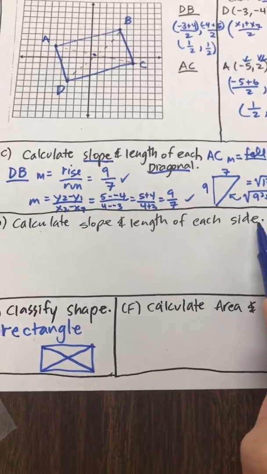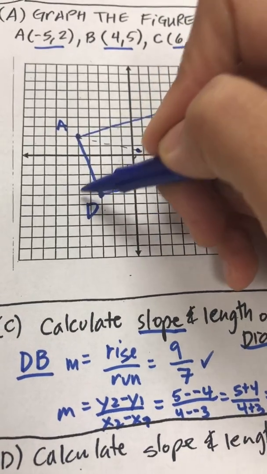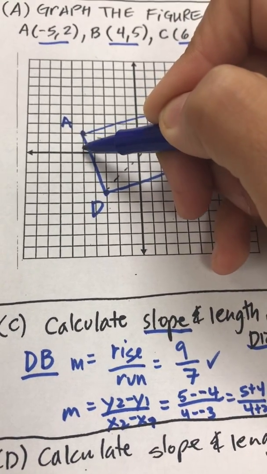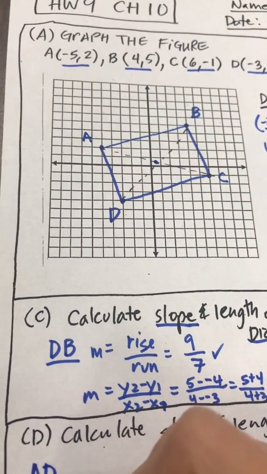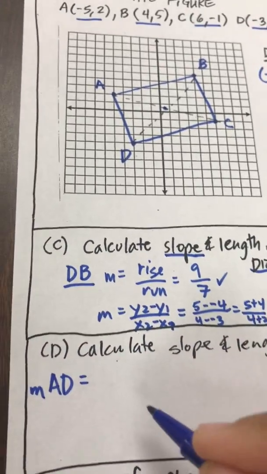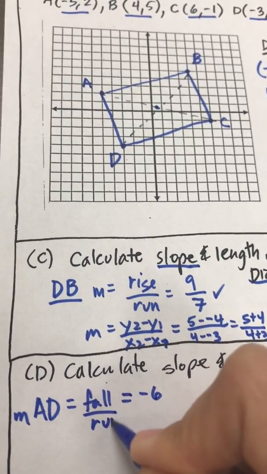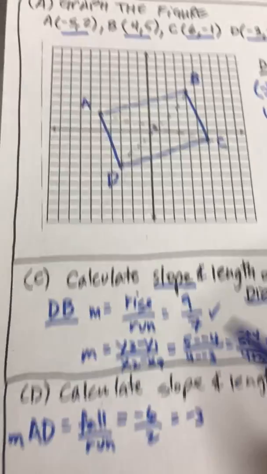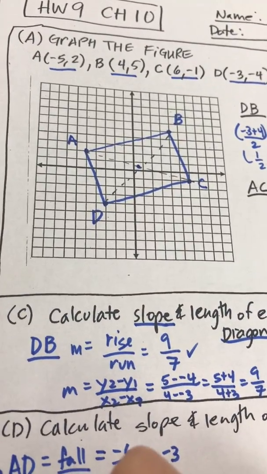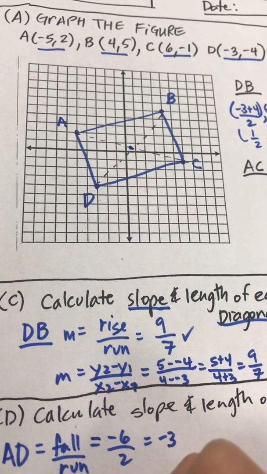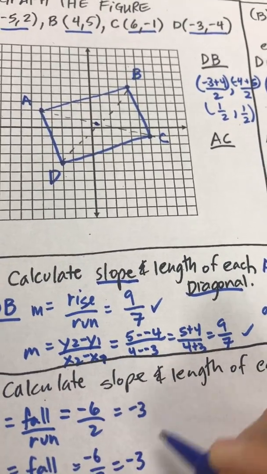Calculate the slope and the length of each side. Okay, so that should be pretty easy. So the slope of AD, I fall 1, 2, 3, 4, 5, 6. So I've got to put negative 6. I run 2. Let's look at BC. I fall 6, I run 2. Oh, those are definitely parallel. So it's definitely a parallelogram. Fall 6, run 2, same thing.